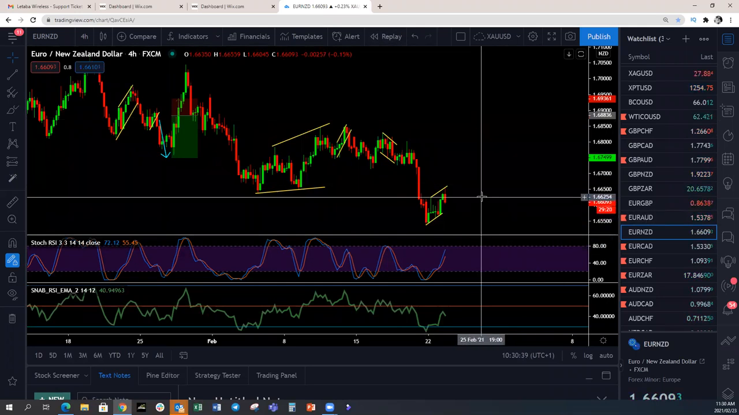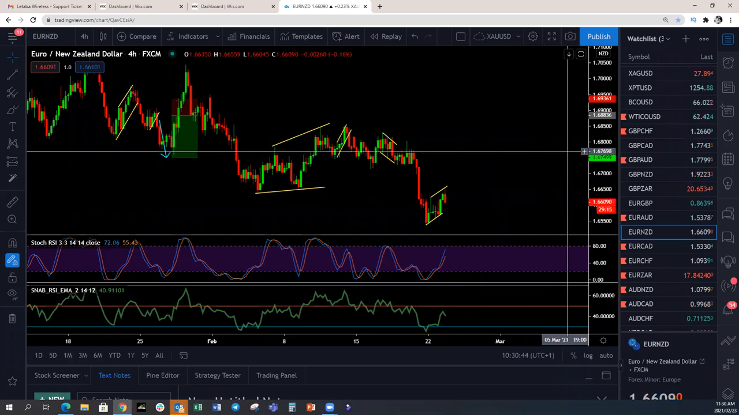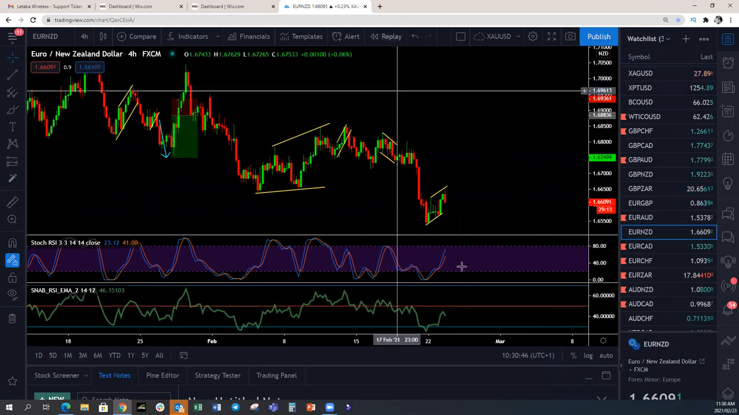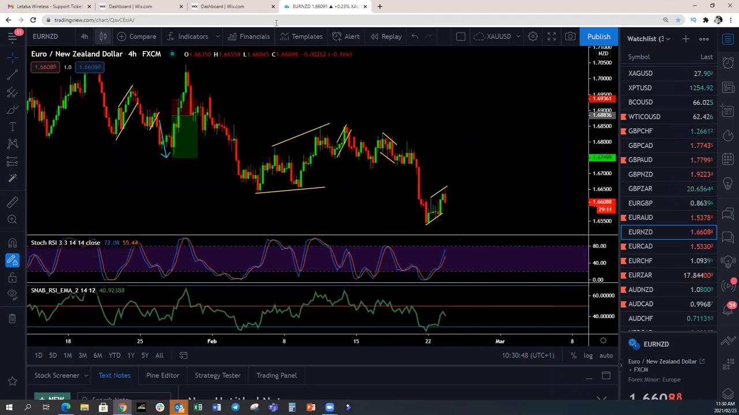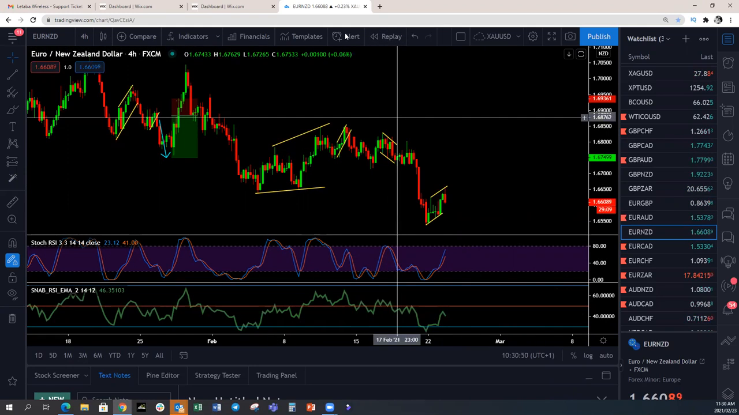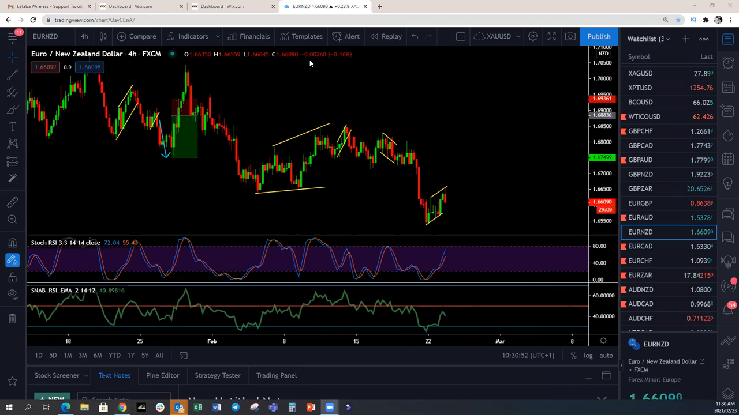Let's go through the market and see potential opportunities. Right, I'm on Euro New Zealand currently. Let's start with some potential ones. Euro New Zealand is showing continuation to the downside. I've already shorted Euro New Zealand when it got to this equal legs, so you can look to take it down around these levels.